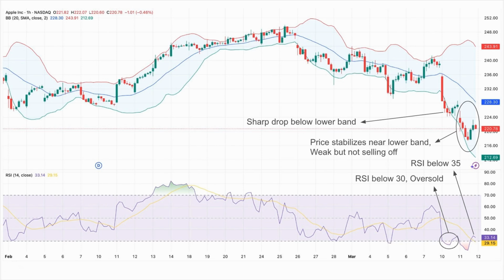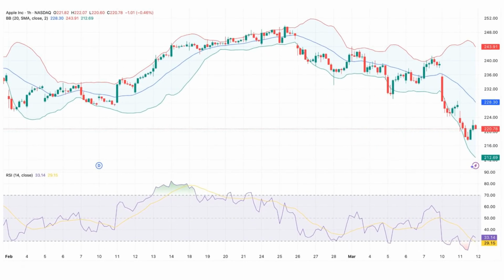So what have we learned? Bollinger Bands help us identify volatility and breakouts, while RSI confirms overbought and oversold levels. From the chart, AAPL is now oversold, meaning a short-term rebound is possible, but we need confirmation before making trading decisions. Remember, no tool is perfect. Always consider market context and use proper risk management.